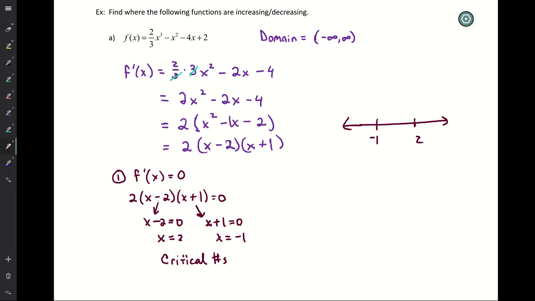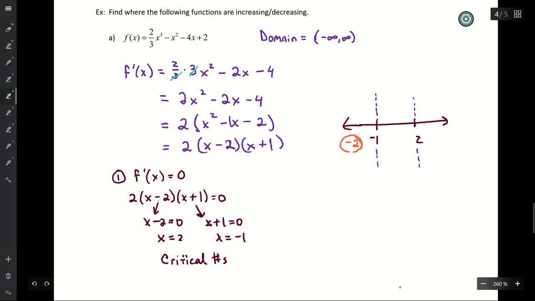Just those values. Then what I'm going to do is above and below those, I'm going to put a little dotted line. And all this is doing is visually breaking up the number line for me so that I can see what I'm doing. Then we're going to test values in between each critical number. Obviously there are values to the left of -1, so I want to test something to the left of -1. So I'm going to test -2.